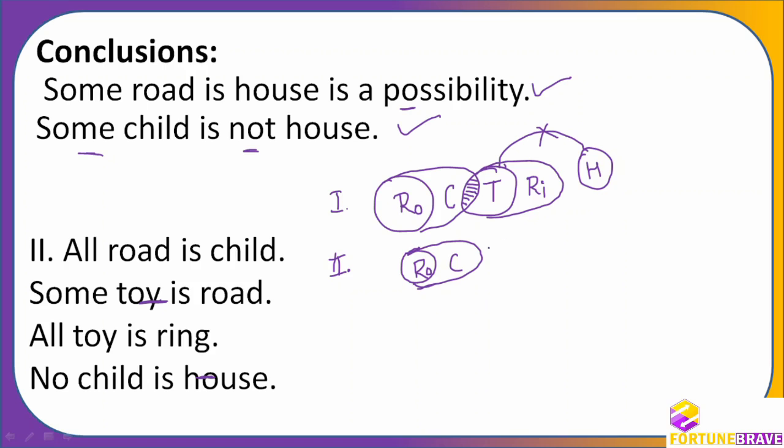Some toy is road. Some toy is road now. Some toy is road. All toy are rings. Okay, this is going this side. So pardon me, you should understand this.